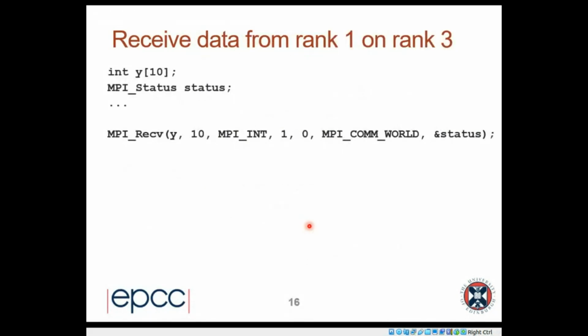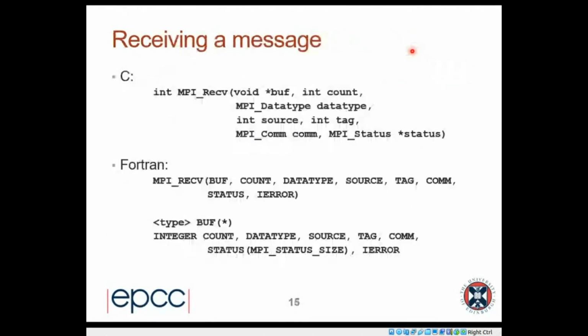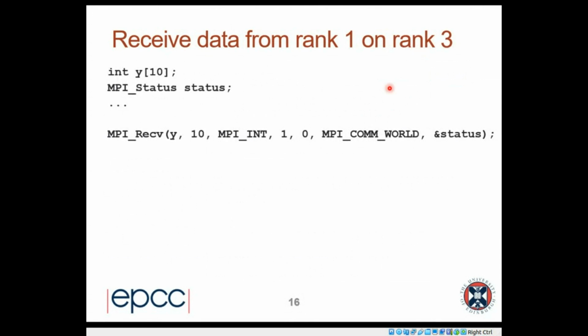So let's see some examples. I want to receive data from rank 1. Remember previously, what did we do? We sent data from rank 1 to rank 3. Now we want to receive data from rank 1 on rank 3, so I declare my receive buffer, int y[10]. I declare my status variable, which is of type MPI_Status, but it turns out in C to be a little structure. And I do MPI_Recv: y, it's 10 integers, I want to receive from 1. You have to specify the tag as well. The source must match and the tag must match. Then the communicator and then the status. You have to pass the address of status.